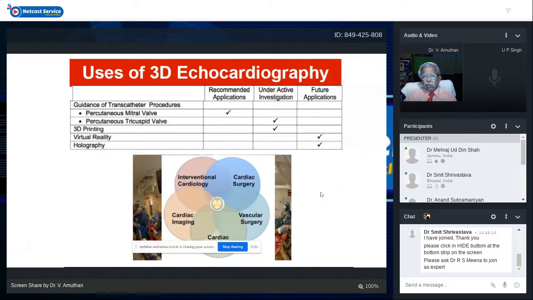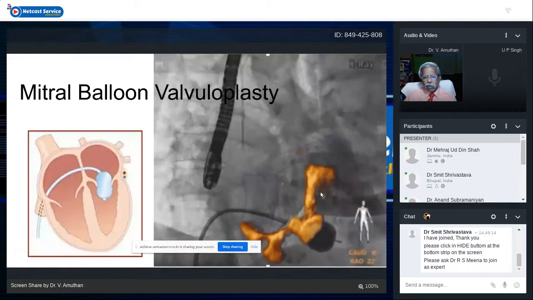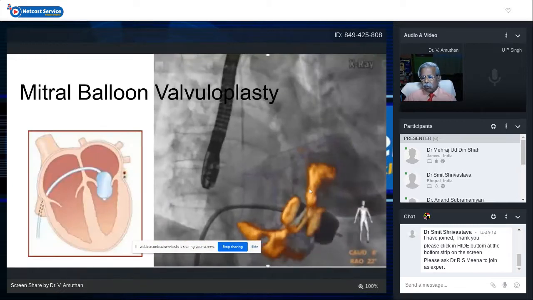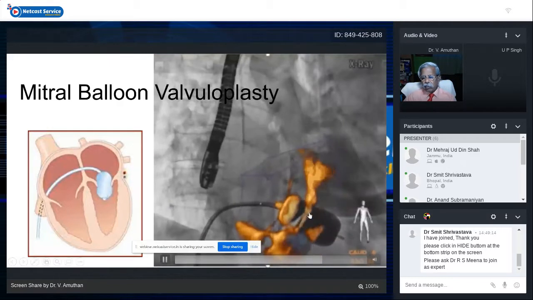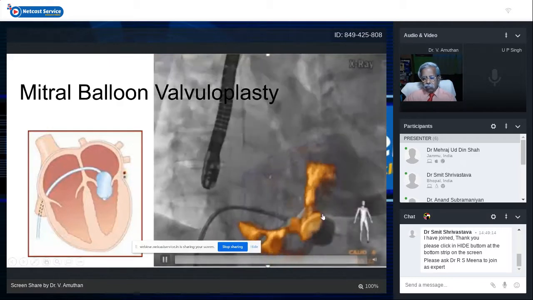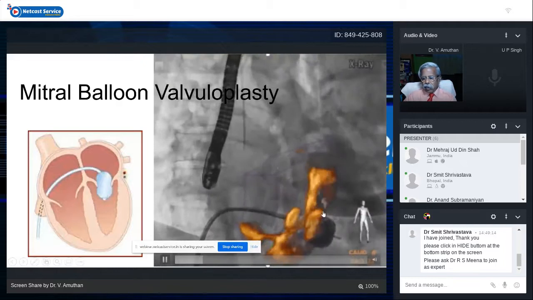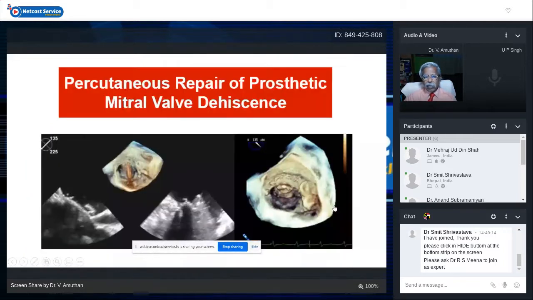So the other use is interventional cardiology. This is used for mitral balloon valvuloplasty. The TE probe is applied, and you can see here the balloon, and you can see the opening and other things very easily. This is one of the percutaneous mitral valve reparative procedures.